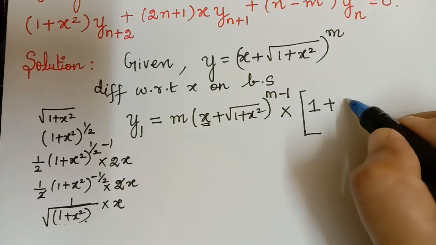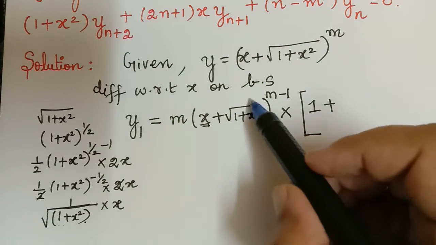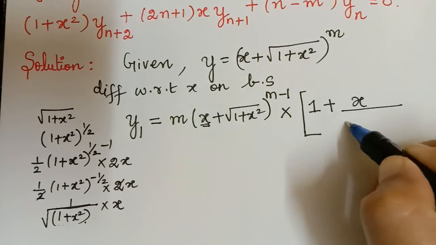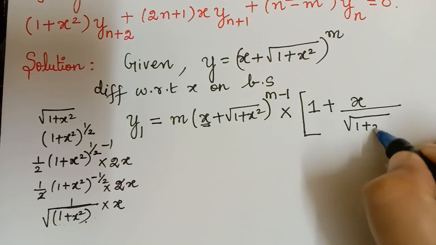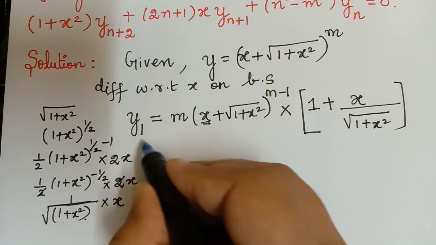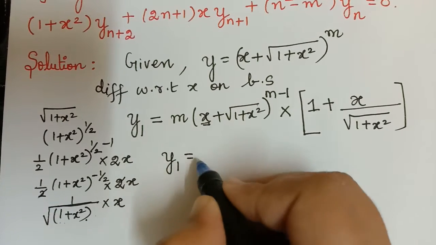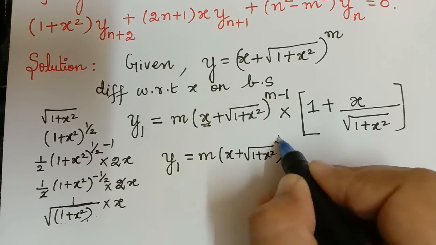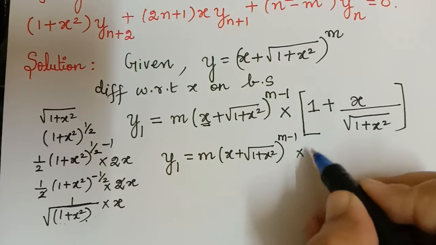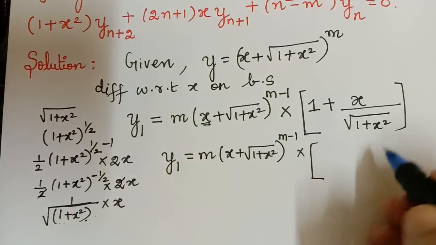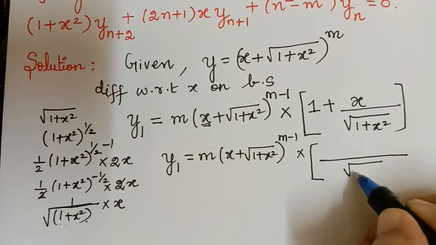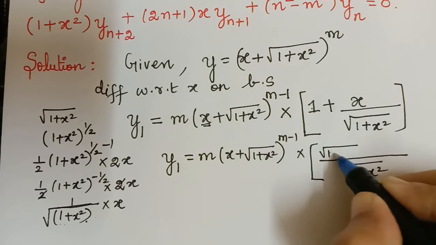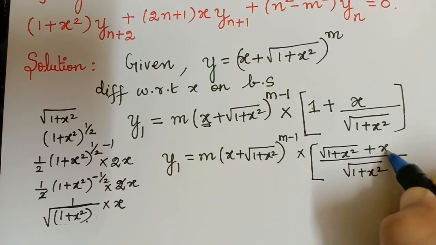So we shall substitute that here. The differentiation of square root of 1 plus x squared we have found here, so if we substitute that here, we get x divided by square root of 1 plus x squared. Now after this, y1 will be equal to m multiplied with (x plus square root of 1 plus x squared) the whole power m minus 1 multiplied with, now here we can take LCM. So once we take LCM, it will be square root of 1 plus x squared, and we have to multiply this with 1. So we will be getting square root of 1 plus x squared plus x.